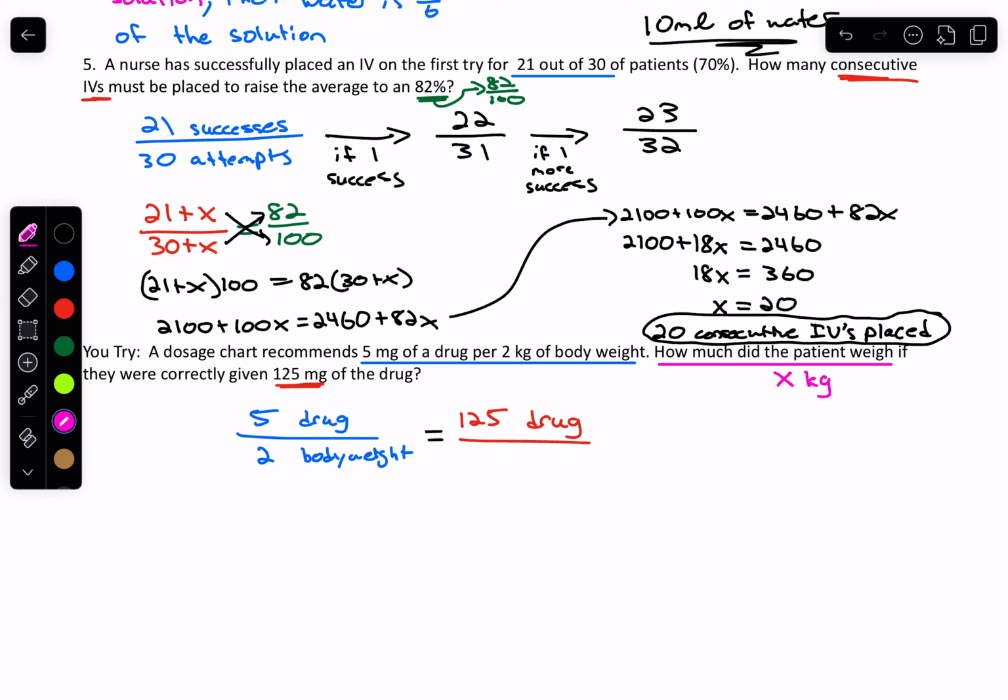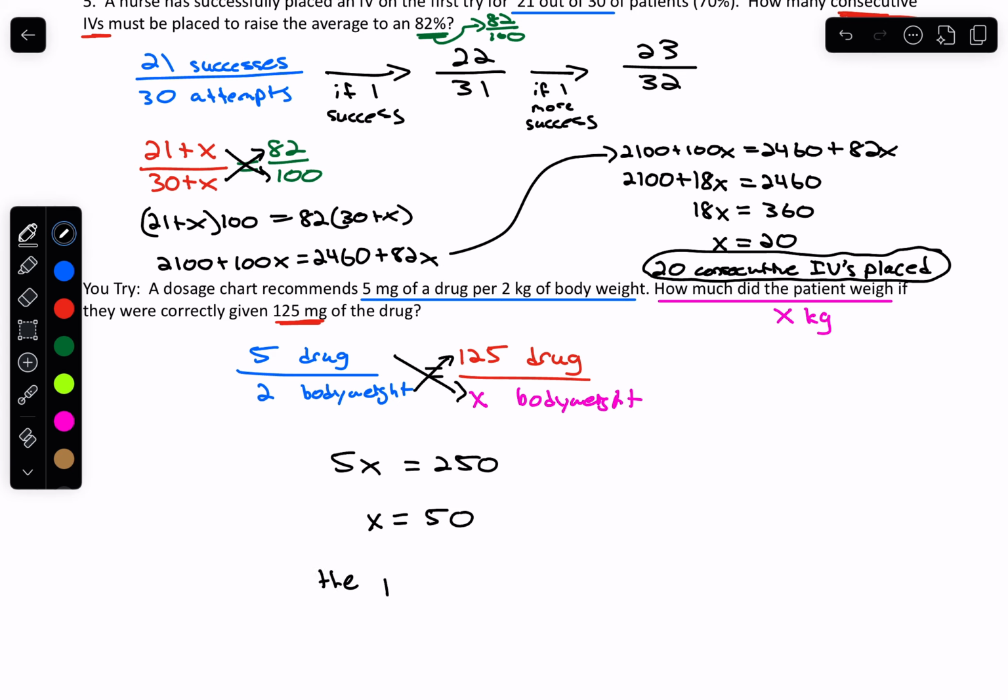And so we can go ahead and now find the cross product. If we do 5 multiplied across times x, we get 5x. And we're going to set this equal to 2 multiplied across times 125. So 2 times 125 is 250. So we have 5x equals 250. If we divide by 5, we're going to get that x is equal to 50. And so that would mean that the patient weighed 50 kilograms.